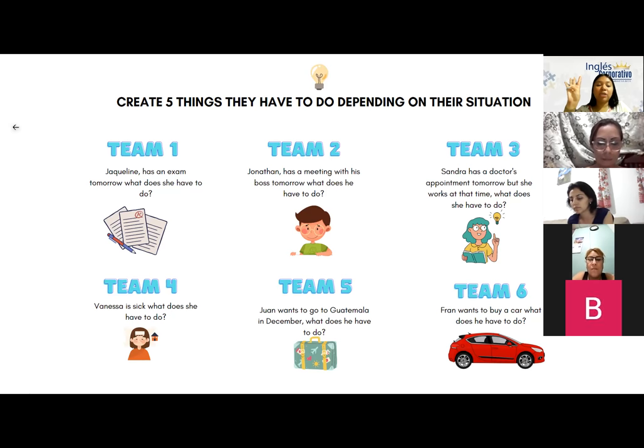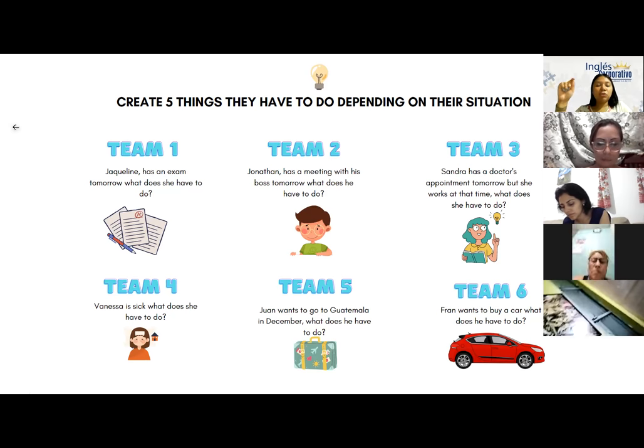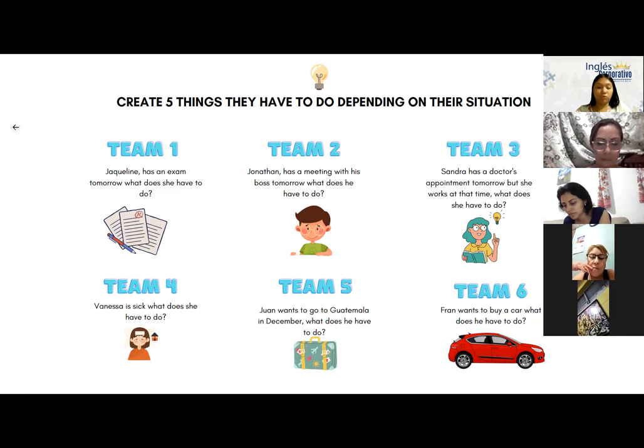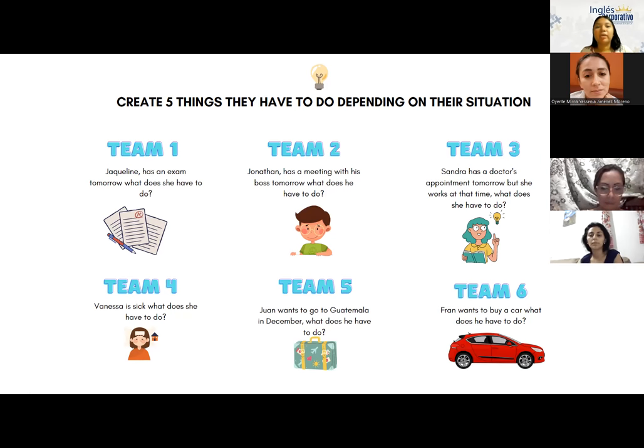Number 4, she has to go to the hospital. En lugar del does, le tiene que poner el has to. He does to buy the ticket. He has to buy the ticket. Recuerde que estamos viendo el have to, ¿ya? Y la última, he has to save money or get, sin la S, or get along. Now, let me listen to some of you, okay?